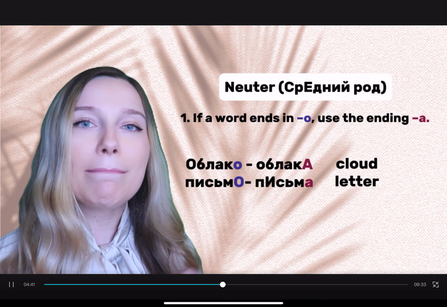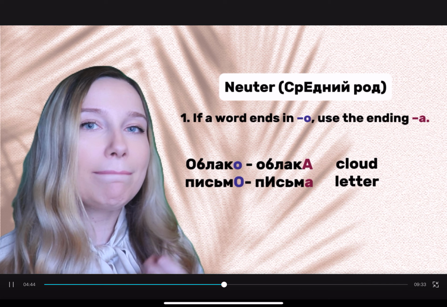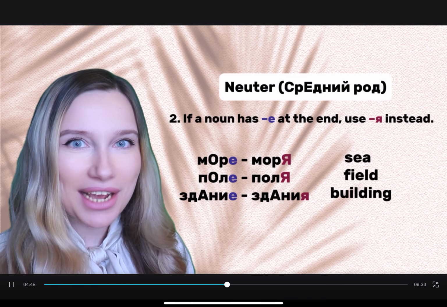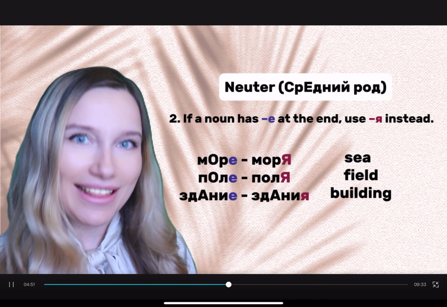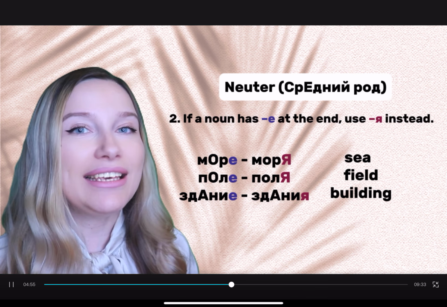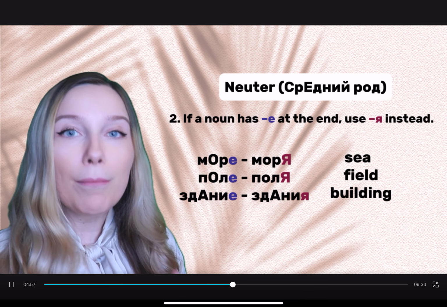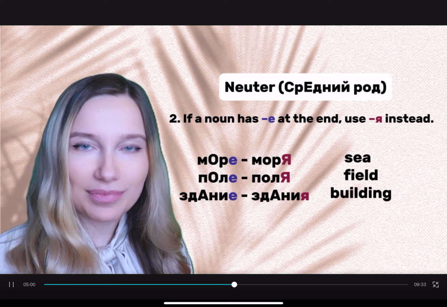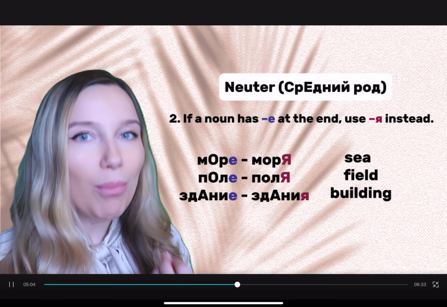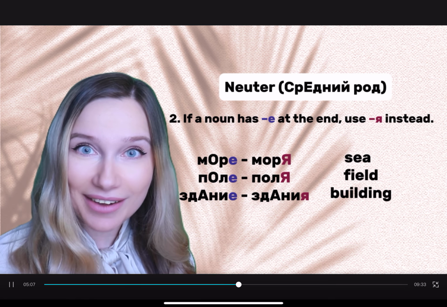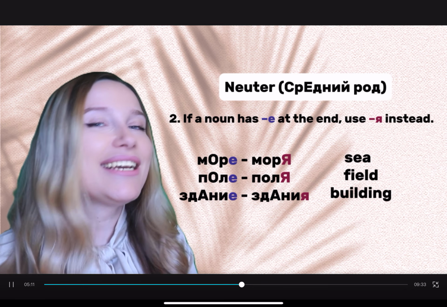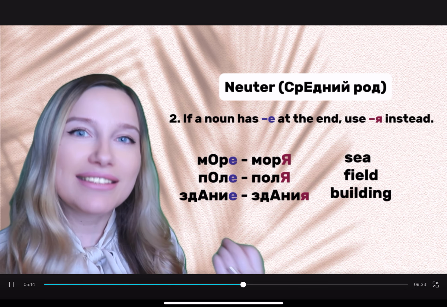Письмо, письма. If a noun has the letter Е at the end, drop it and use the ending Я. For example, море, моря. Поле, поля. And the last, здание, здания.